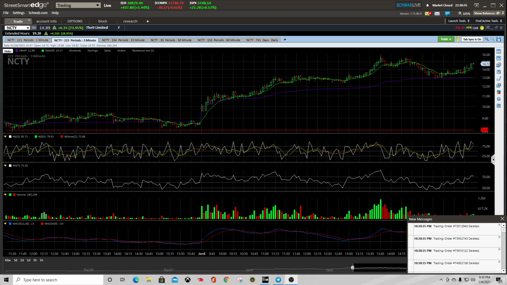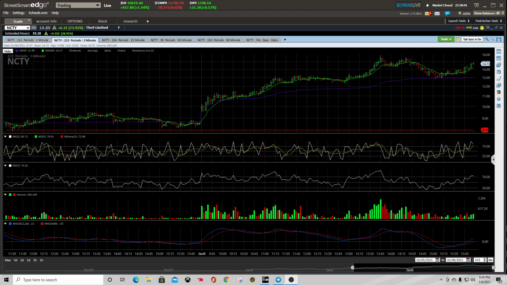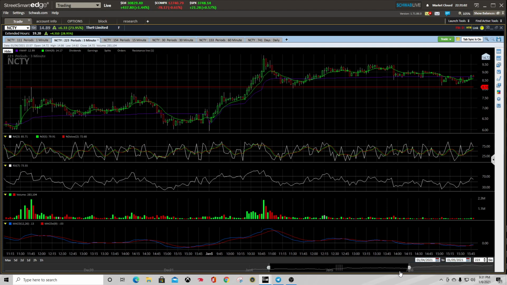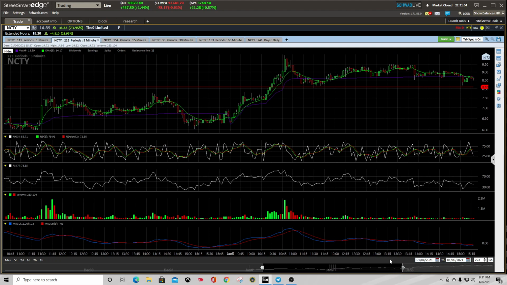Once you know what your max risk is, the next step is to figure out where your stop is. Once you figure out your stop on a chart, and this is NCTY we're looking at, we're going to start with that one, then you can figure your position size. So let's go to NCTY. Yes, this is today. Let's go over to yesterday. NCTY was right here yesterday.